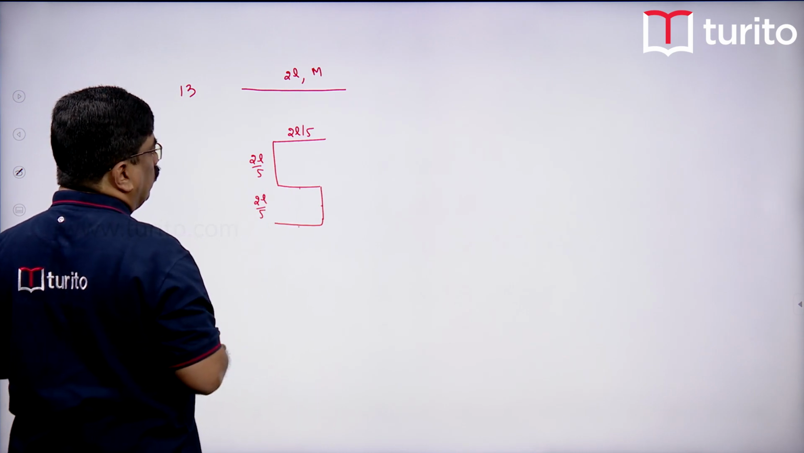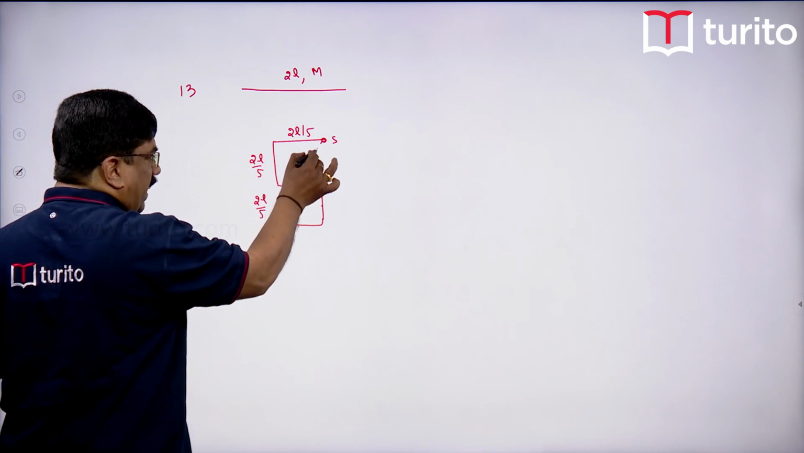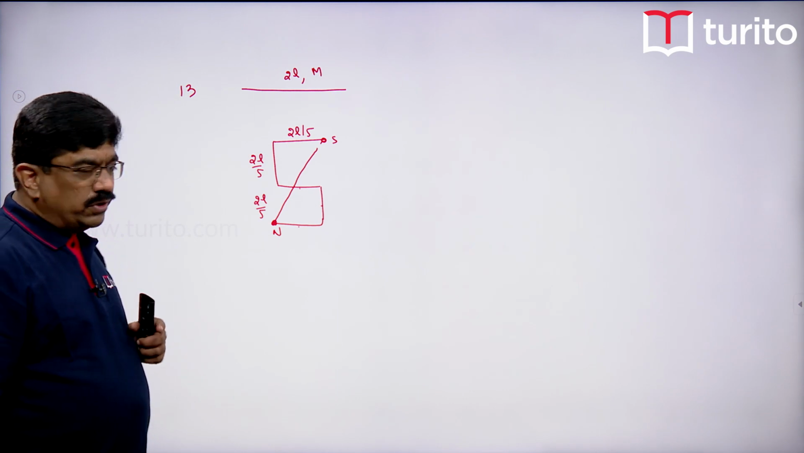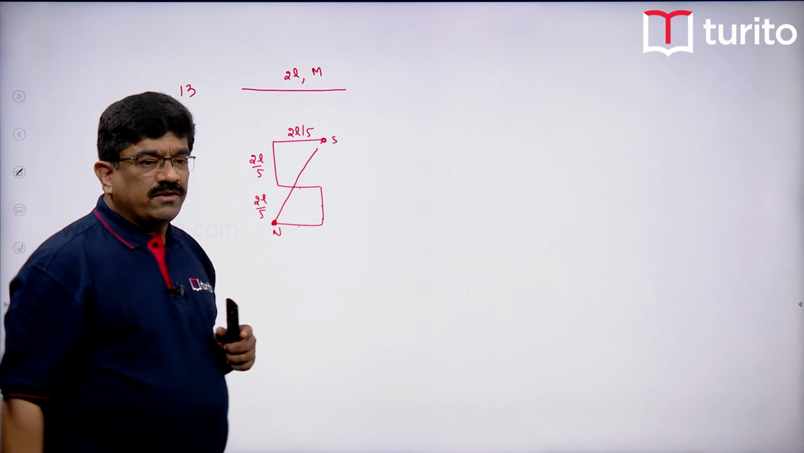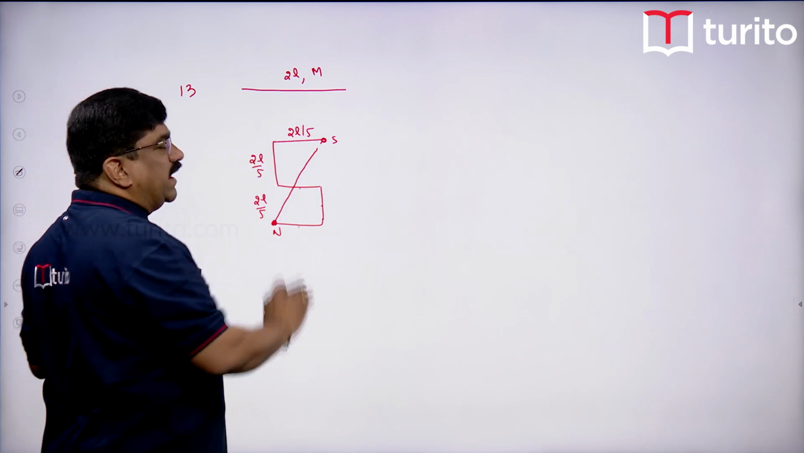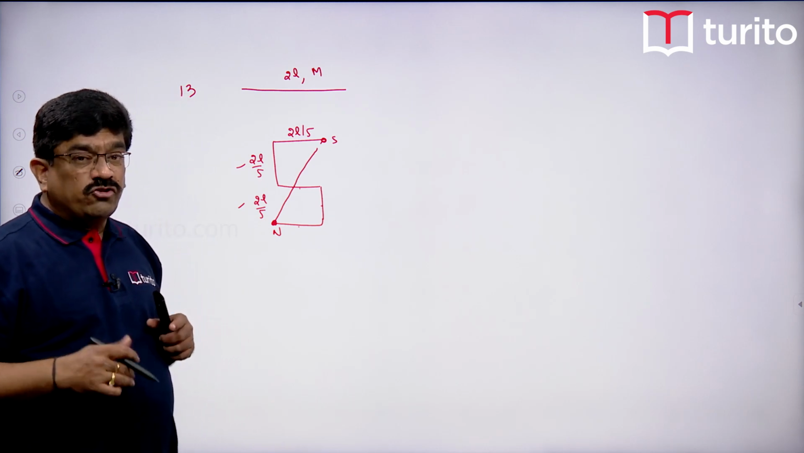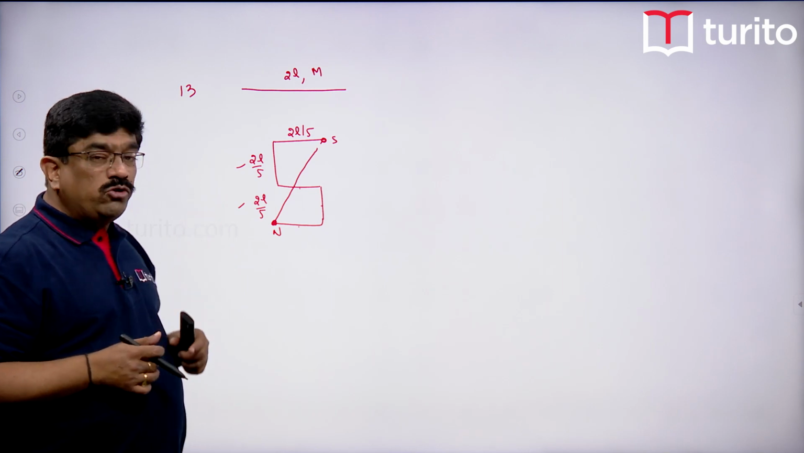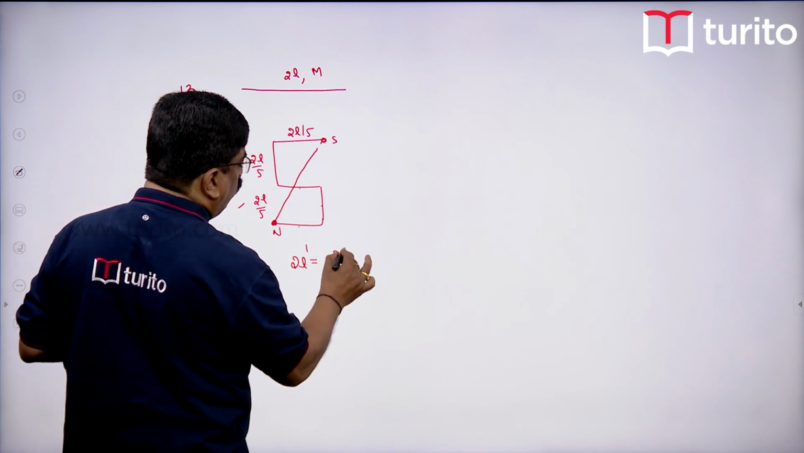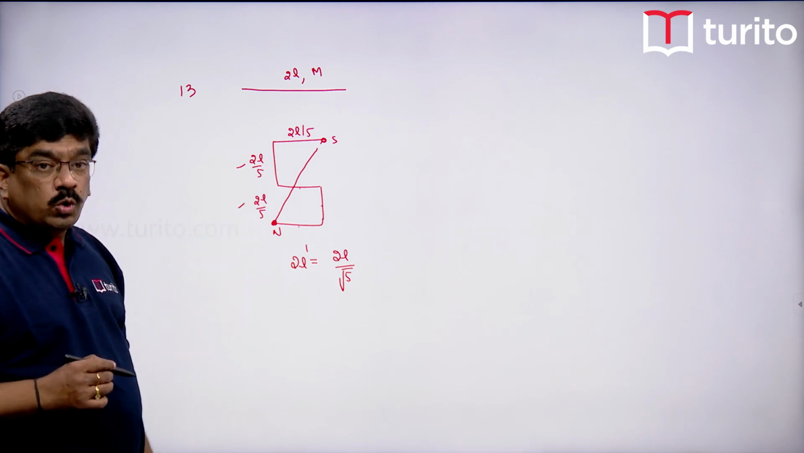This is also 2L by 5. Now, say this is south pole and here this is north pole. This is the new magnetic length. Using the Pythagoras theorem, you can easily calculate the new magnetic length from south to north. It is not a difficult thing. One side is 2L by 5, the other side is 2L by 5 plus 2L by 5, that means 2 into 2L by 5, and you can calculate the hypotenuse. After simplification, the final length from south to north pole is 2L by root 5.